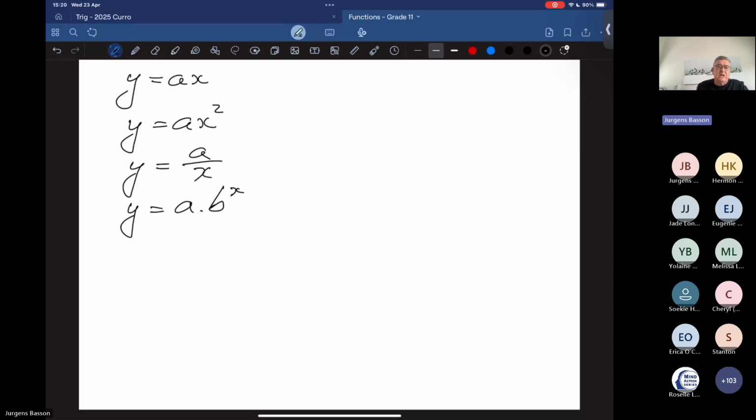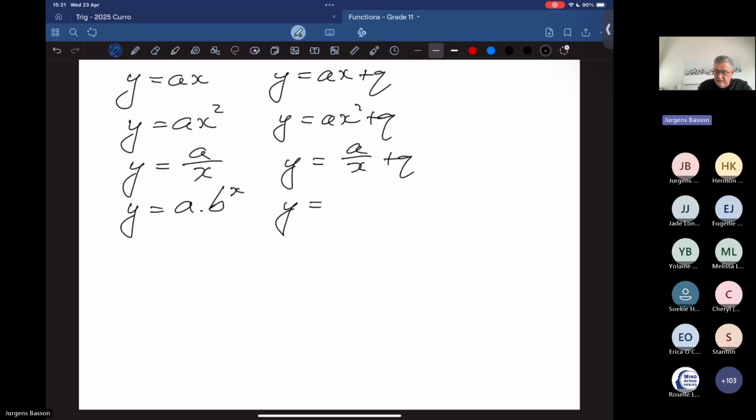Then we have a q parameter that we add. So now it's y equals ax plus q, and y equals ax squared plus q. And this one is a over x plus q, and this one is a times b to the x plus q. And this q moves the graphs up and down. Now this is up to where you must go in grade 10, up to these two parameters. And then in grade 11, we add the p parameter, and that is the horizontal shift.